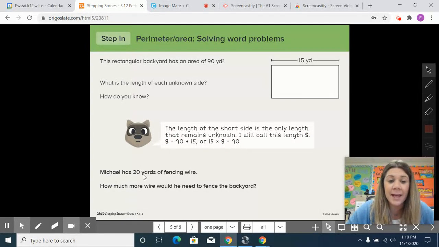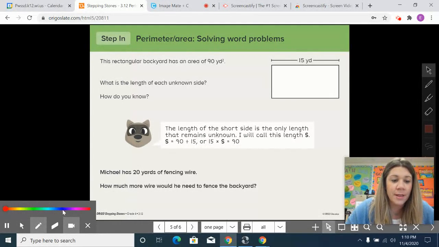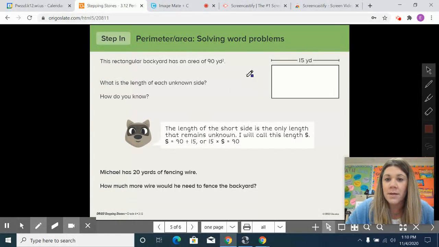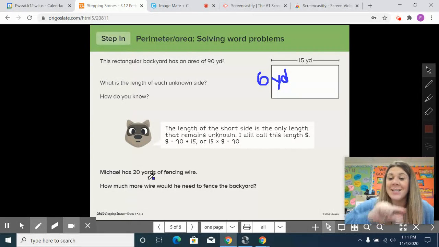Now here it says Michael has 20 yards of fencing wire. How much more wire does he need to fence the backyard? Well, we just found out that this shorter side is 6 yards. Okay. Now we're talking about fencing wire. So a fence is going to go around the entire backyard, the entire perimeter.